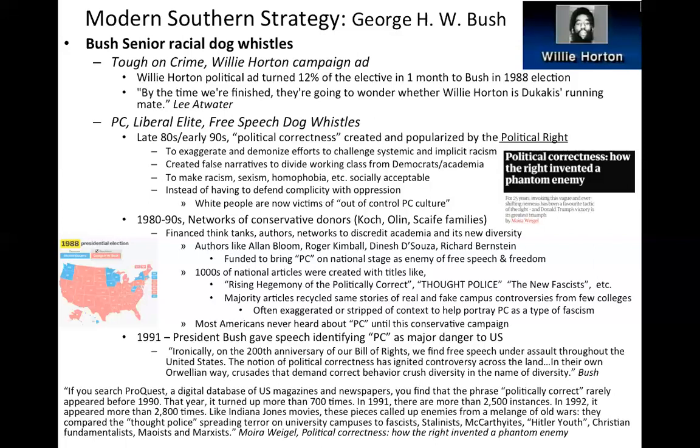And then at the same time, we see this emergence of this PC culture and these free speech dog whistles, which we have several sections in previous classes that talk about. I'll give you a really quick synopsis, and if you want to read more, this is a really great article to dive deeper into the history of political correctness. Political correctness was created by the political right.